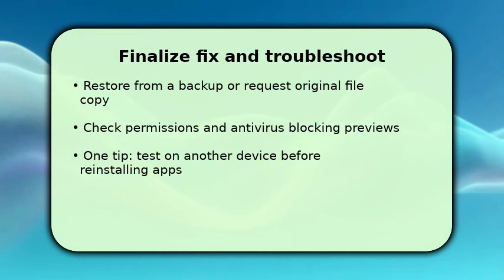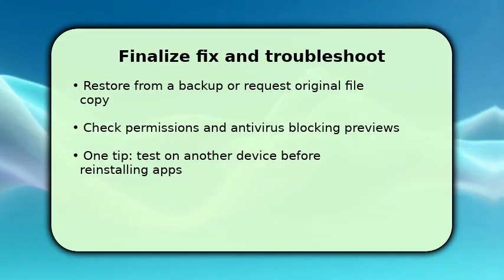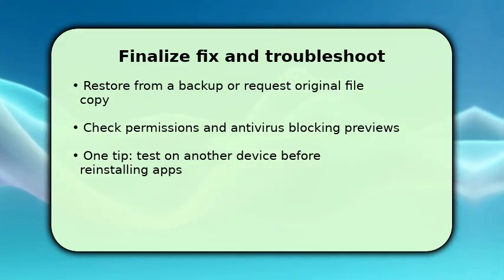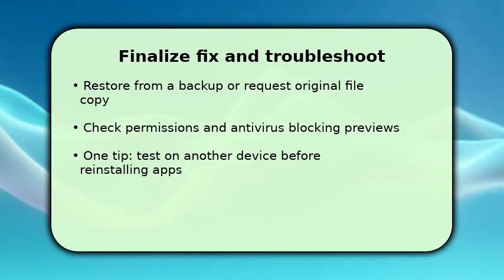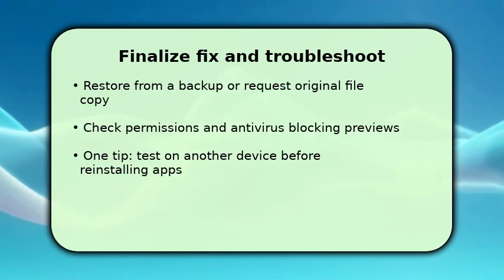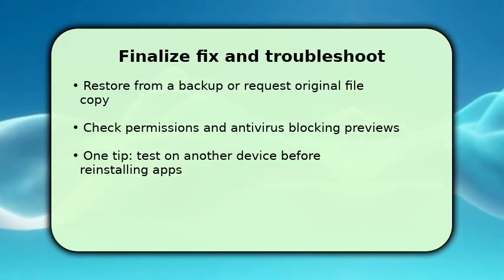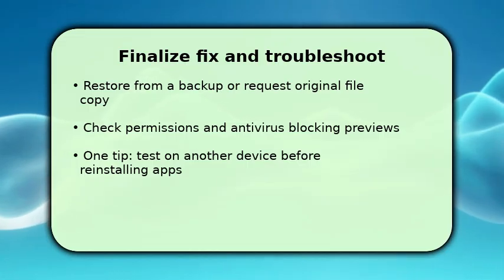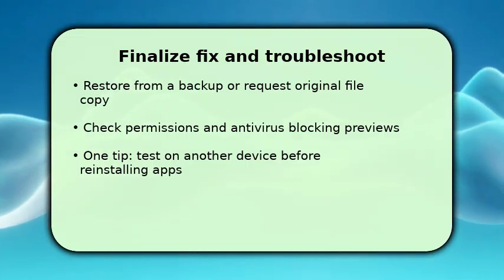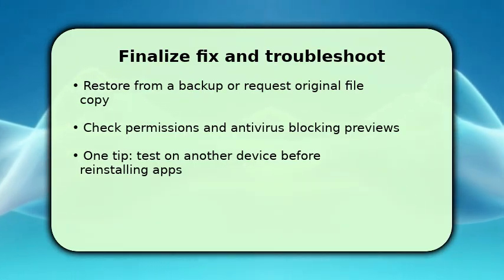You finish by restoring a known good backup or requesting the original file if available. That's the fastest path to a working preview. Then confirm file permissions aren't preventing read access and temporarily disable antivirus or sandboxing that might block previews, since security tools can interfere. If problems persist, test the file on another device to isolate system issues before reinstalling apps. One key troubleshooting tip: try a different viewer. If that works, you avoid a full reinstall and save time.